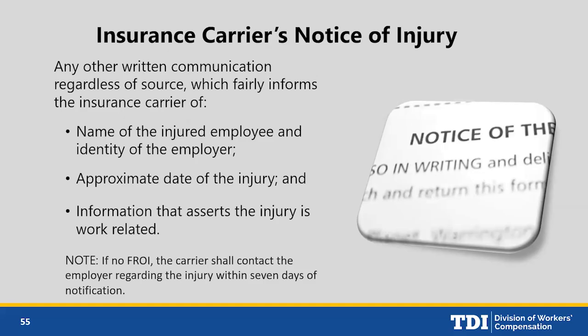Also, if any other documents get to the insurance carrier, regardless of the source, that fairly inform that insurance carrier of the name, proximate date of injury, and that it's work-related, that could start a series of events of notifying the carrier that there was an injury. Could be your medical bill. So if there's no first report of injury and they receive your medical bill, the carrier shall contact the employer regarding the injury within 7 days of notification.